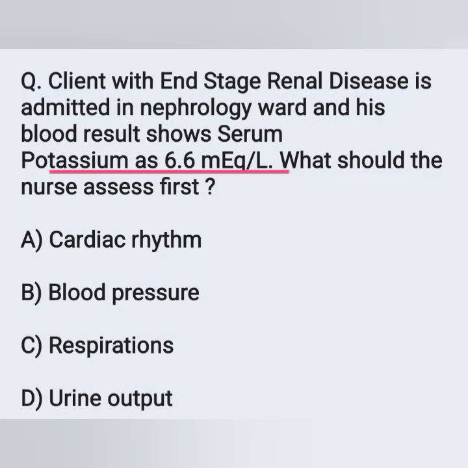And the next question, a client with end-stage renal disease is admitted in nephrology ward and his blood result shows serum potassium as 6.6 milliequivalent per liter. What should the nurse assess first?